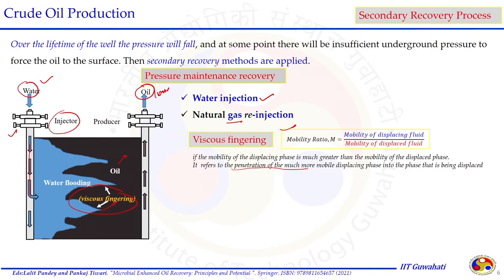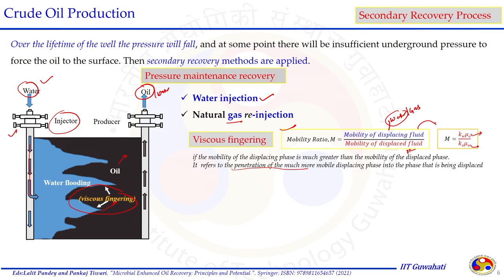The factor that characterizes the viscous fingering is the mobility ratio, that is the ratio of the mobility of the displacing fluid, that is water, to the mobility of the displaced fluid, that is the oil. Now the displacing fluid could also be gas. As we are discussing water in this diagram, let's focus on the water. So the expression for the mobility ratio will turn out like this by placing the definition of the mobility for both the fluids. In this expression, we can say the viscosity of the oil is in the numerator and the viscosity of the water is in the denominator.